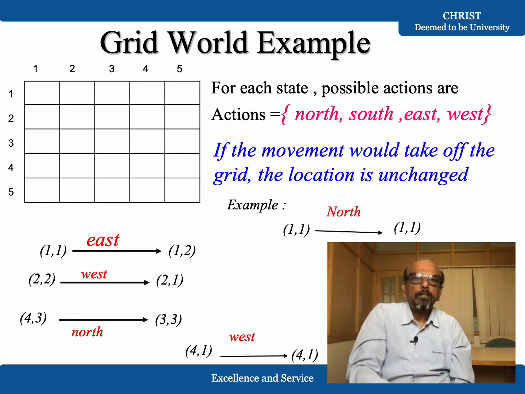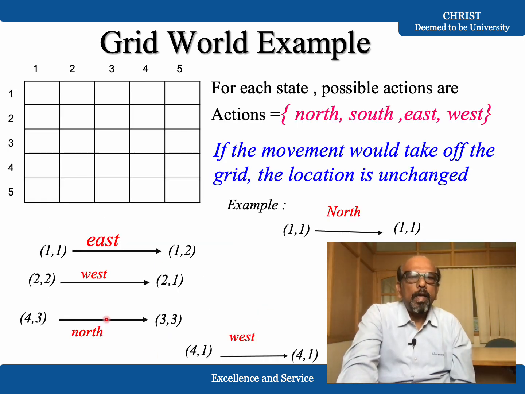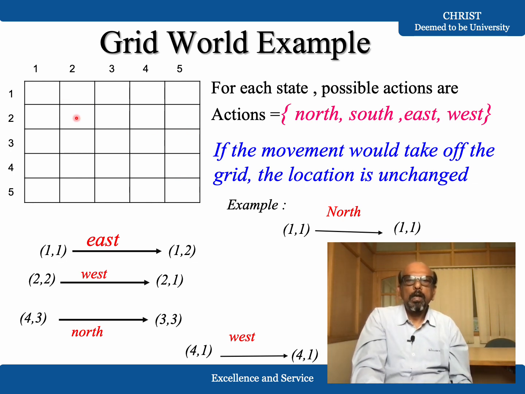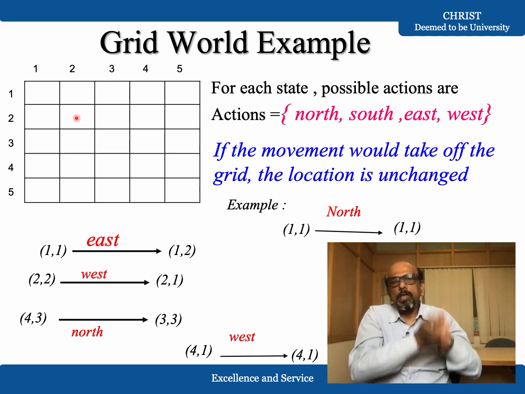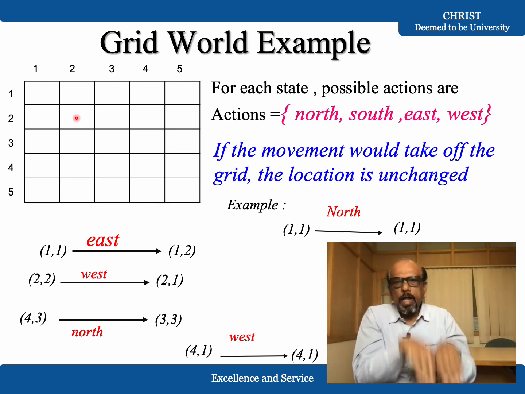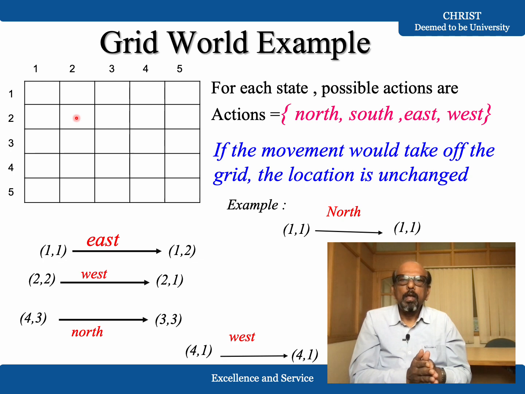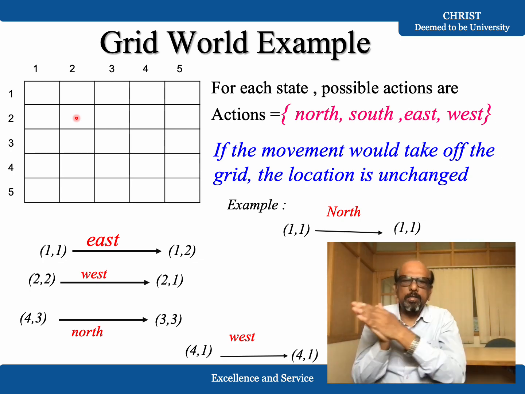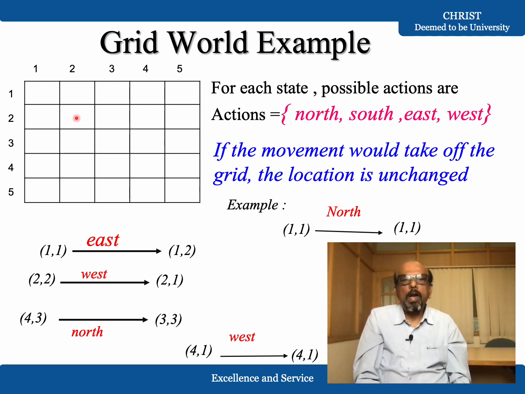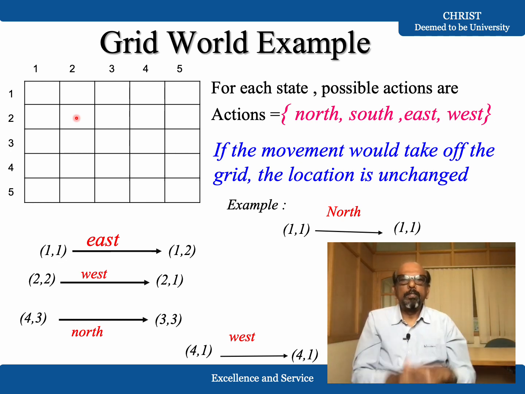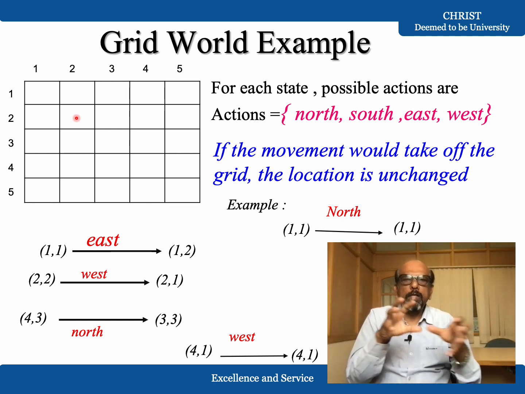Now, if the agent is in a particular state, what are the possible actions? Either it can move up, which is northwards, or it can move down, which is southwards. You can move right, which is eastwards. It can move left, which is westwards. So the possible actions are up, down, left, right, or north, south, east, west. These are the actions. The agent can choose the action.